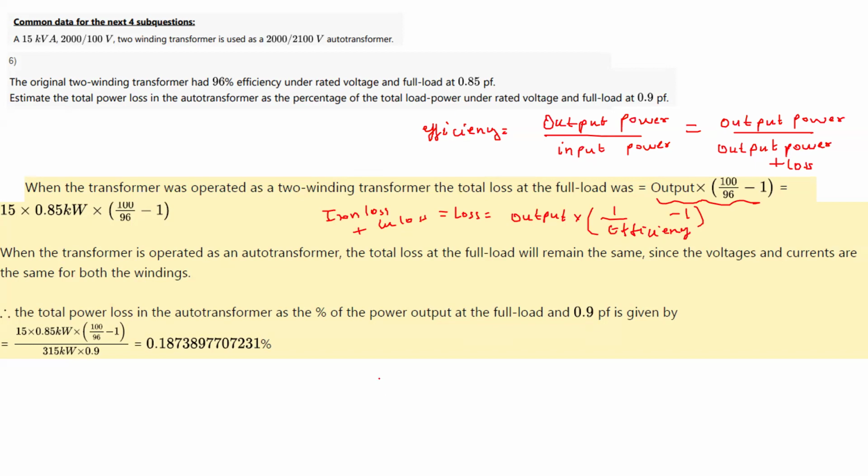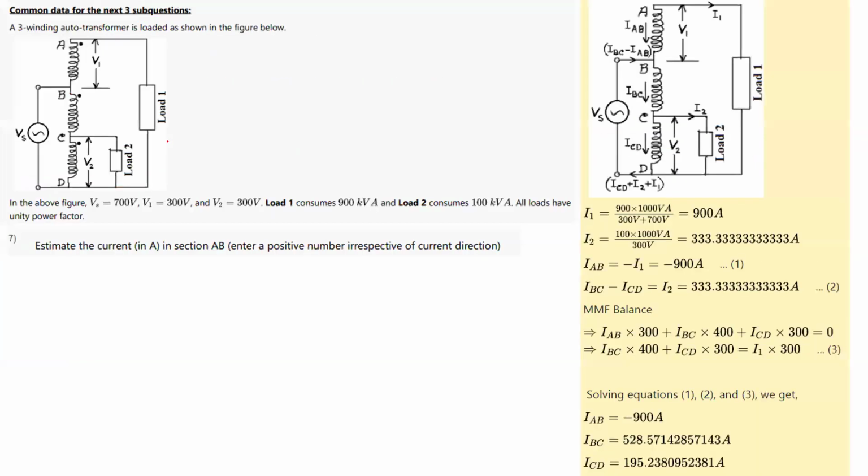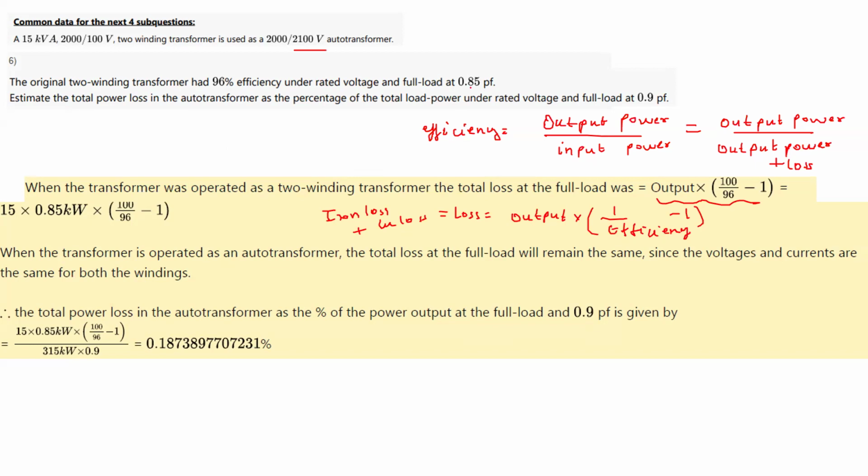So if you see this, because if we connect the auto transformer, you see, we have connected the auto transformer like this. Okay, so initially the maximum power rating which it was able to supply at rated voltage and full load at 0.9 pf would have been 15 cos phi, which is 15 into 0.9. Okay, for the two winding transformer, 15 into 0.9.